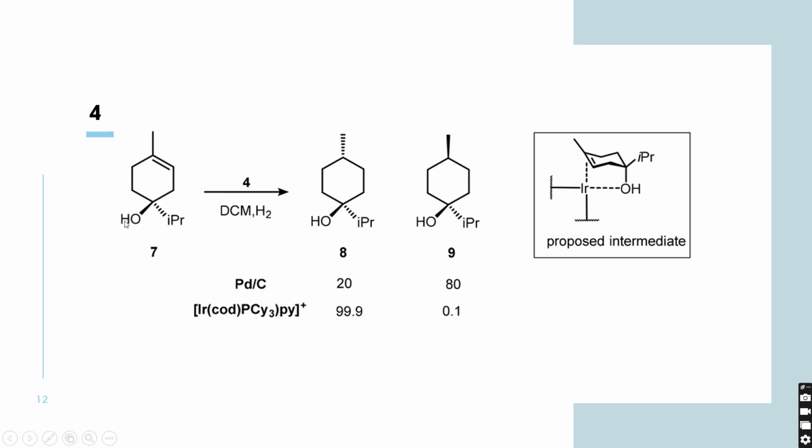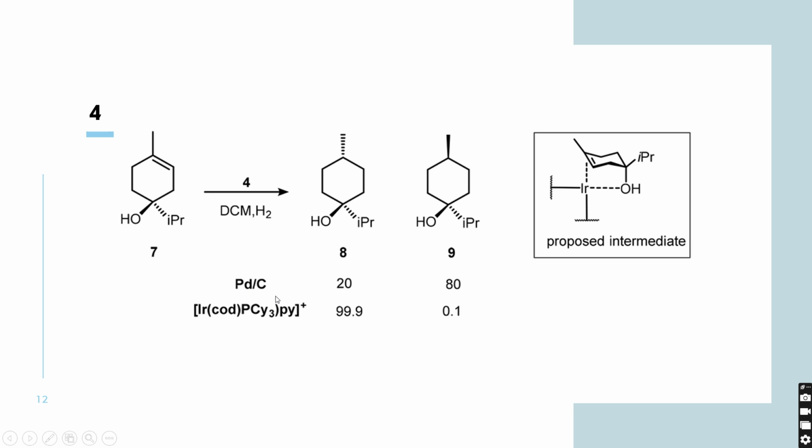That means the binding face of your Crabtree catalyst will be towards you. So if you are donating your hydride from the face which is towards you, this methyl will get pushed back. This is why in case of iridium catalyst, you will get this product as major.